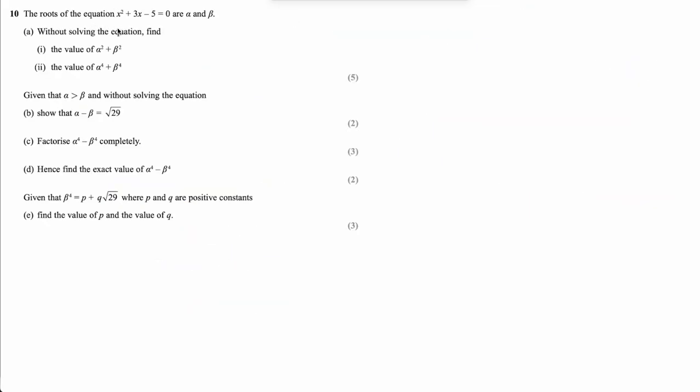The roots of the equation x squared plus 3x minus 5 equals 0 are alpha and beta. Without solving, find alpha squared plus beta squared. Okay, so definitely, guys, to start off, we're going to write down alpha plus beta using our rules. This is minus 3 over 1, if you like, if there's a 1 there. And alpha beta is equal to minus 5 over 1, which is minus 5.